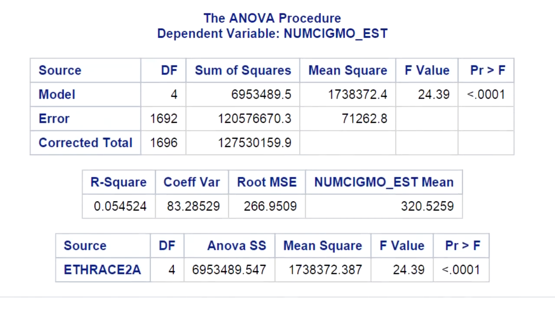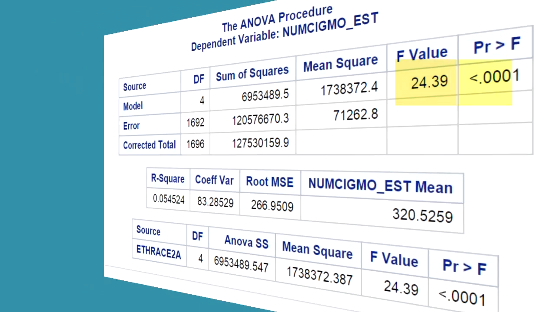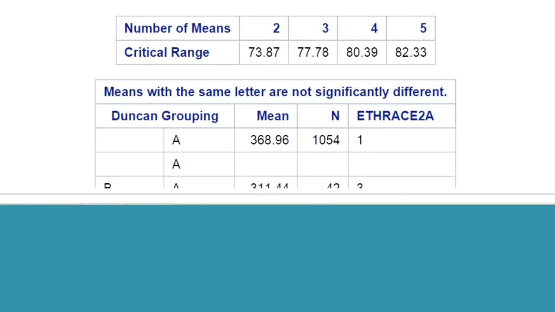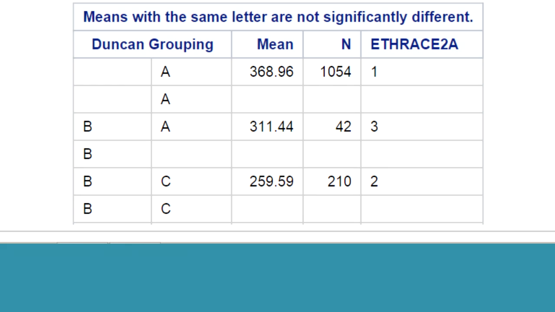Here are the Proc ANOVA results with Duncan post-hoc test. The top of our results looks the same as in our original test. The F value, or F statistic, is 24.4, and it's significant at the p less than 0.0001 level. However, if we scroll down, we see a new table displaying the results of the paired comparisons conducted by the Duncan multiple range test. Here's how the table should be interpreted.